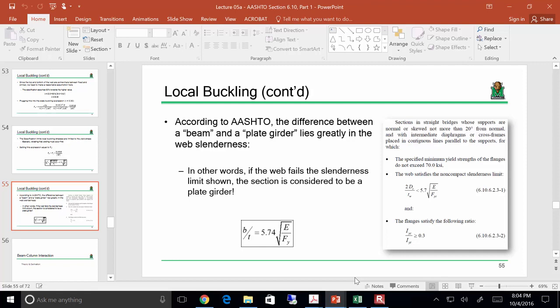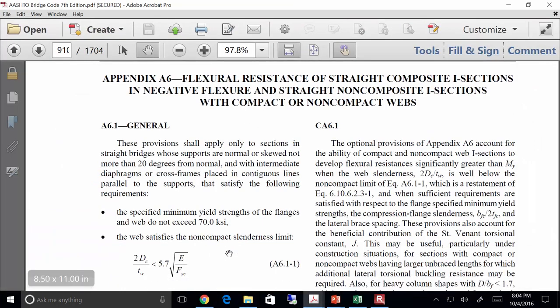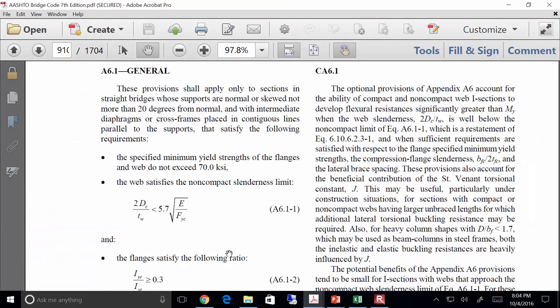Well, look what happens in Appendix A. One of the biggest limits that's put out right at the very beginning is that the web must have a slenderness less than 5.7 square root of E over Fy to be able to use this. In other words, if the web is less slender than that, then we've got a beam type section. Any more, then we've got a slender section, and it's more like a plate girder. Does that make sense?